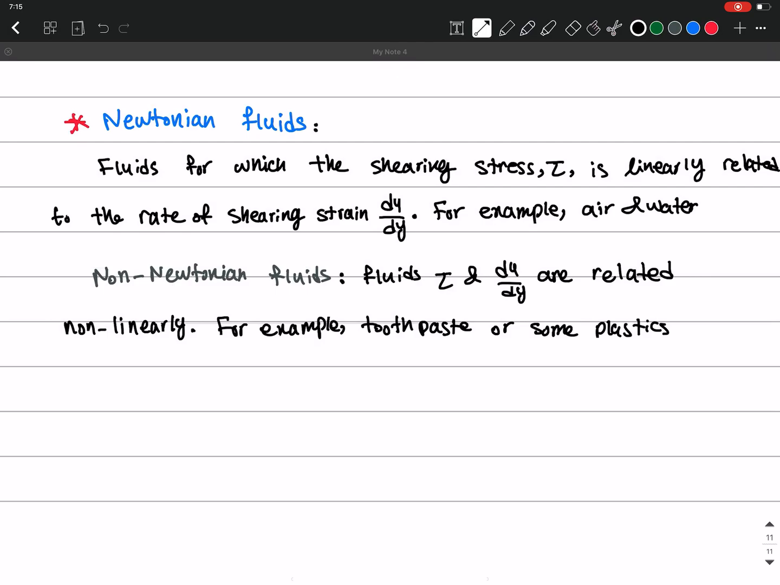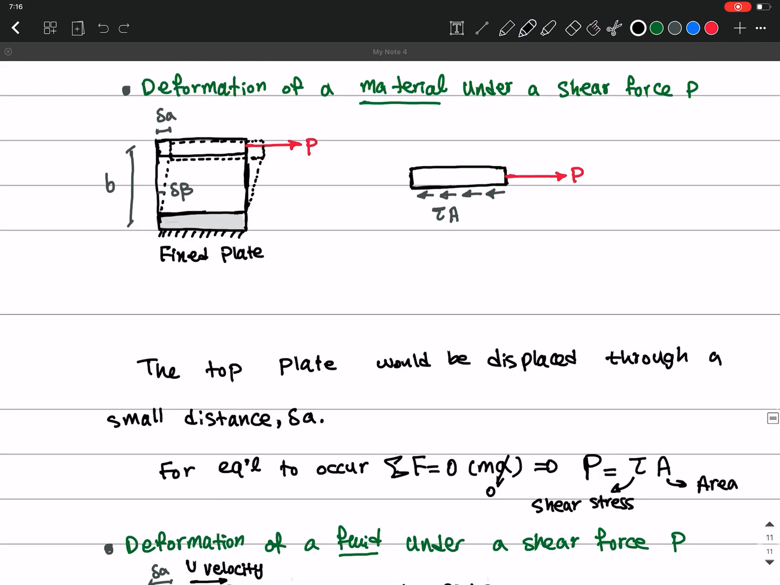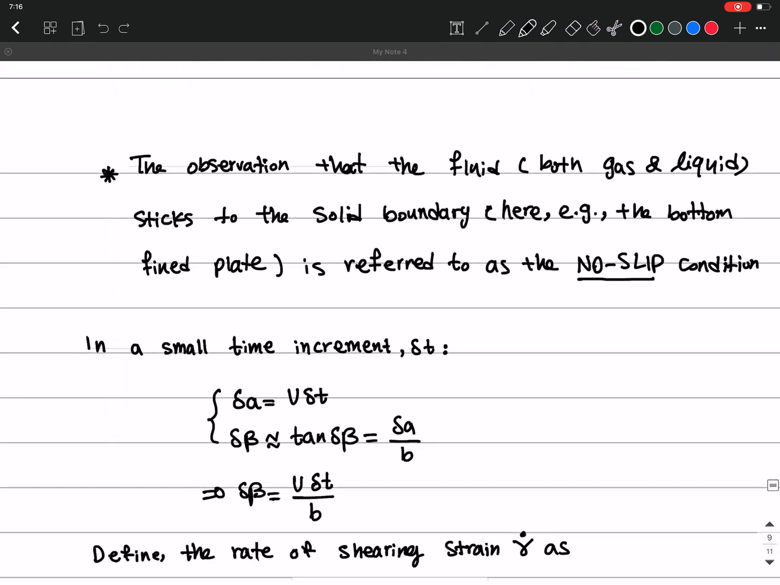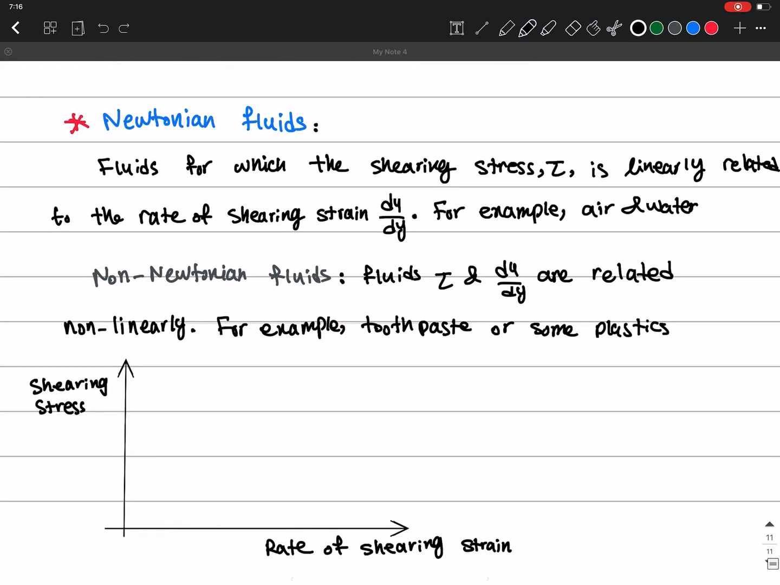So to show this better, I'm going to show it with this graph. So this graph is going to show, on the top you have shearing stress, and this is kind of familiar for you, especially if you had taken solid mechanics. And in this axis we have rate of shearing strain, and in solid mechanics you had shear strain here, but here we have rate of shearing strain, which is gamma dot, which equals du over dy, right? Gamma dot, the rate of shearing strain, is just du over dy. So I'm just going to write it as du over dy.